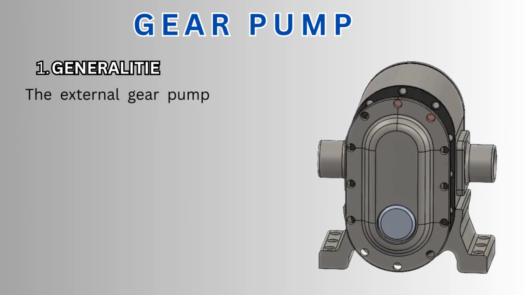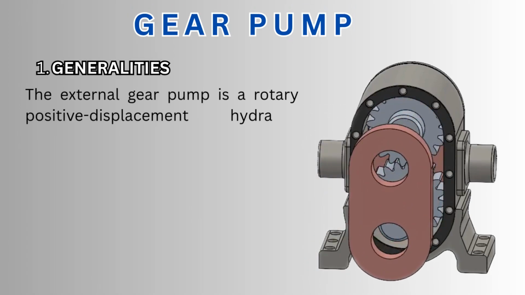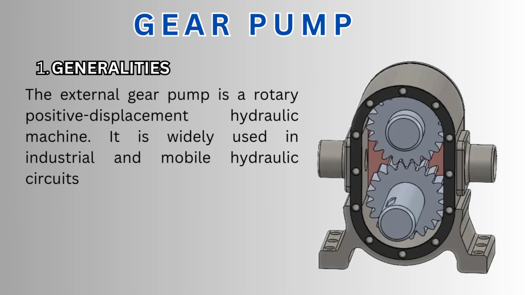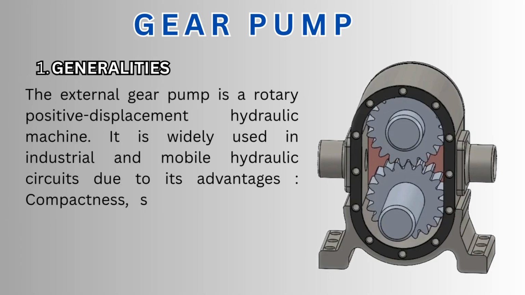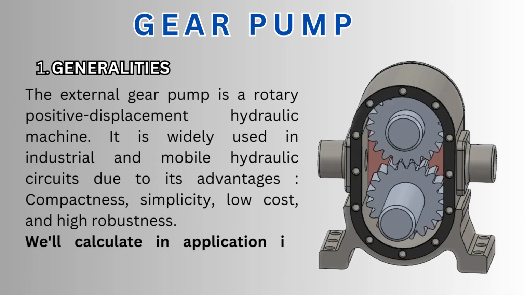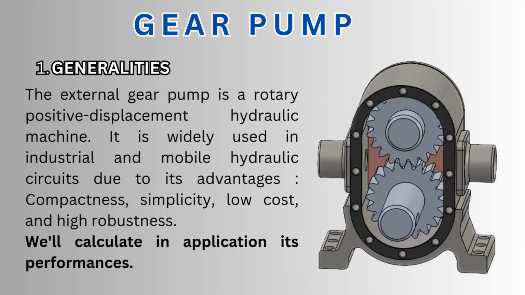The external gear pump is a rotary positive displacement hydraulic machine. It is widely used in industrial and mobile hydraulic circuits due to its advantages: compactness, simplicity, low cost, and high robustness. We'll calculate in application its performances.